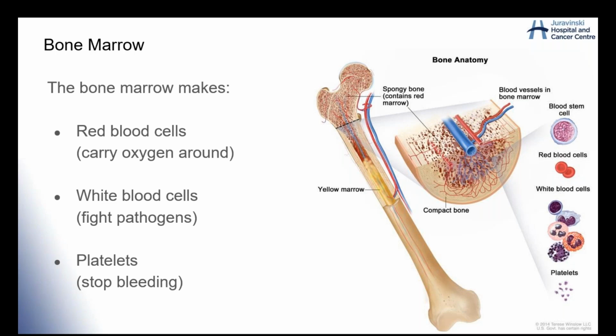So the bone marrow makes red blood cells, which are important for carrying oxygen around. The bone marrow also makes white blood cells, which are important in fighting pathogens and infections. And plasma cells are a type of white blood cells that we're going to talk about shortly, hint, hint. And platelets is a third thing that's made in the bone marrow, which are used to stop bleeding.